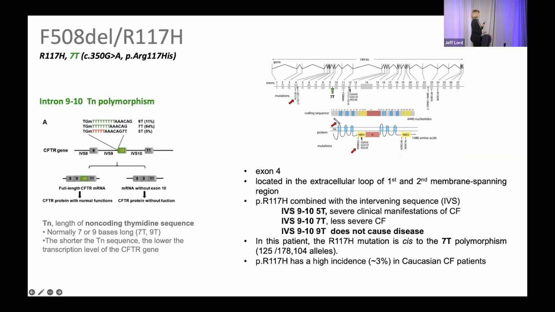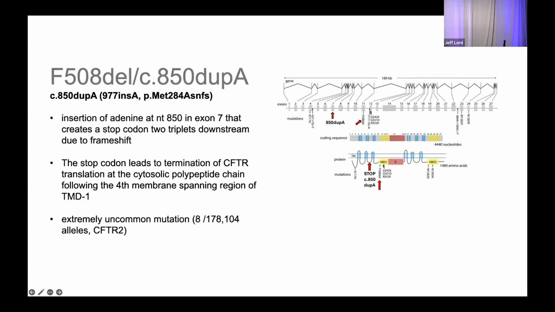So we have, for example, this common R117H mutation that resides in exon 4. And then we have these little 7T nucleotides that can vary. It's a polymorphism that basically determines if you have a severe manifestation of CF, a less severe one, or one that does not cause any symptoms. So we also have to look at these intronic regions and understand what 7T actually means. Now with this particular CFTR genotype, we had an F508del in combination with the C850-dup-A. That's also a mutation that creates a stop codon in exon 7. And it's basically shutting off the channel, and it will not be functional.